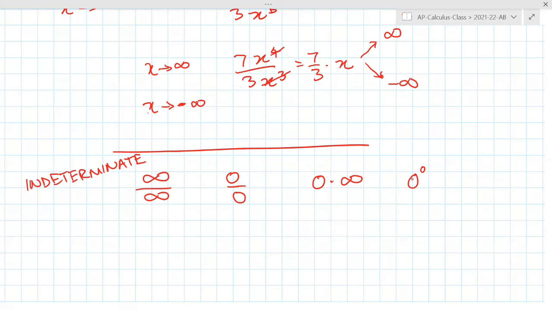And then we'll learn another thing later where, if we run into any of these indeterminate forms, there is a way to find that limit. So that you'll learn later.